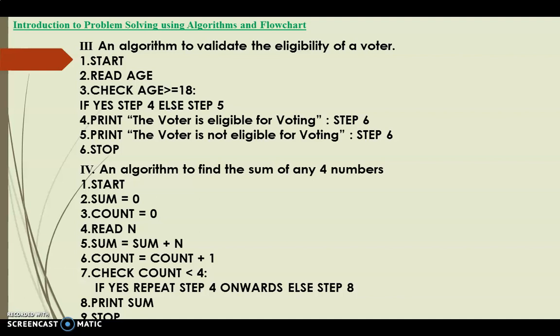Again it is going to step 4. It is reading the third number. Again that third number is added to the previous two. Count is now 3. Now again lesser than 4. It goes to step 4. That means it is reading the fourth number. Again that fourth number is added to the previous three numbers. Count is reaching 4. Right? Now is it lesser than 4? No, it is 4. So automatically it will go to step 8. What is step 8? Printing the sum.